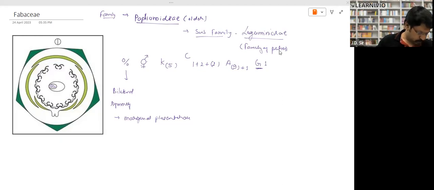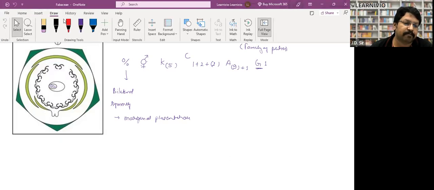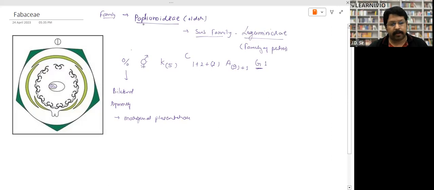Fabaceae. So let's start with the Fabaceae. As I have already told you, we were discussing this, the formula of Fabaceae. Fabaceae used to be known as Papilionidae, or we can say this is the older name of the family Fabaceae.